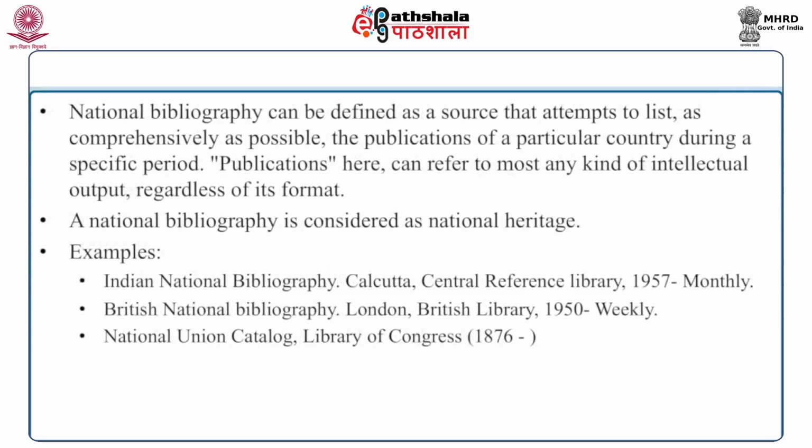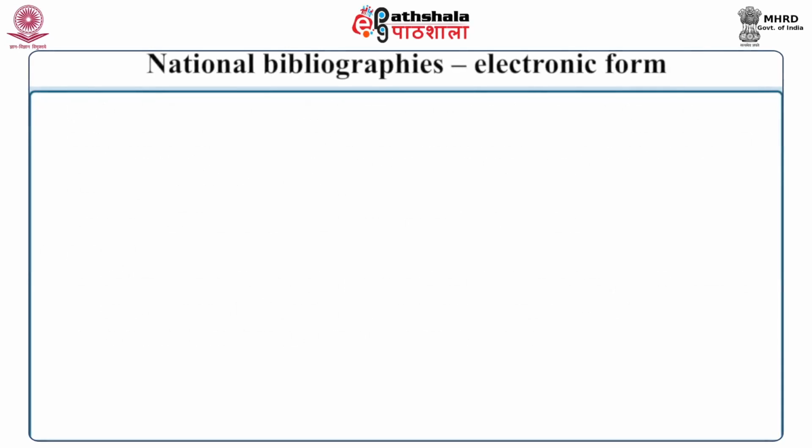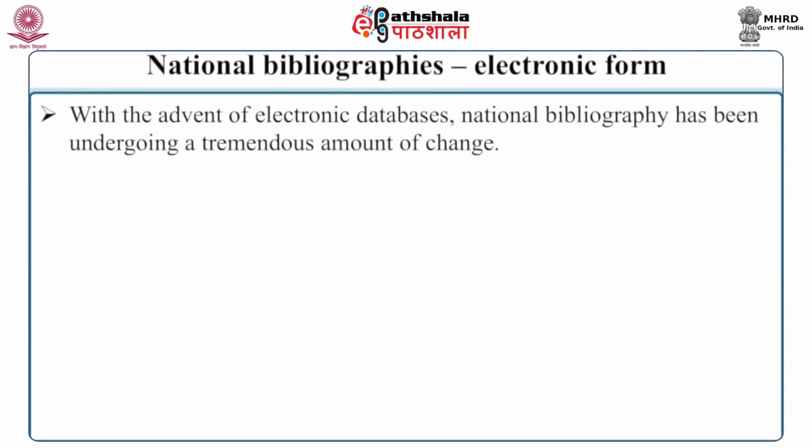So national bibliography can be defined as a source that attempts to list as comprehensively as possible the publications of a particular country during a specific period. Examples are the Indian National Bibliography published by Central Reference Library, Calcutta; the British National Bibliography published by the British Library, London; and the National Union Catalogue of the Library of Congress, USA. Now national bibliographies are available even in electronic form. With the advent of electronic databases, national bibliography has undergone a tremendous amount of change.